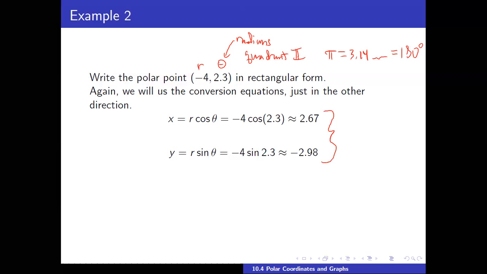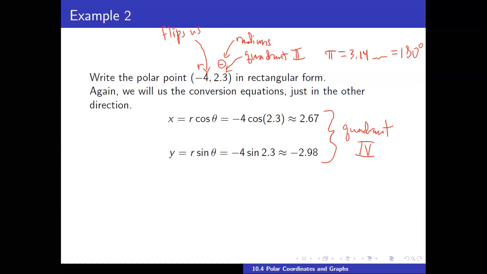What quadrant is that point in? X is positive, y is negative. What quadrant is that? 4. But I just said that this degree measure put us in quadrant 2. But the radius was negative, right? So a negative radius, this flips us where?